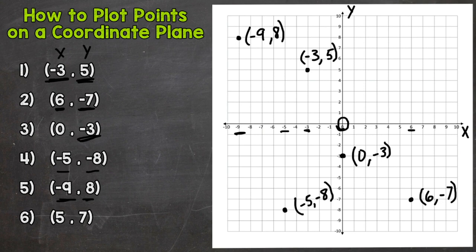Lastly, we have 2 positive coordinates, 5, 7. So we would go over to +5 here, and then up to positive 7, plot our point, and label 5, 7. So there you have it. There's how you plot points on a coordinate plane. Just remember, x is horizontal side to side, and y is up and down vertical. Your x coordinate always comes first. Always go side to side, then up or down.